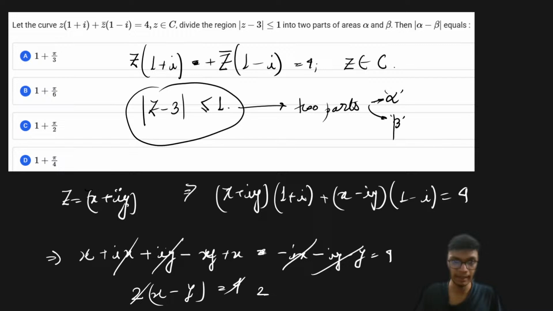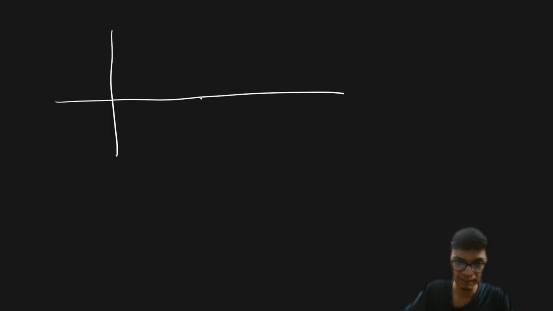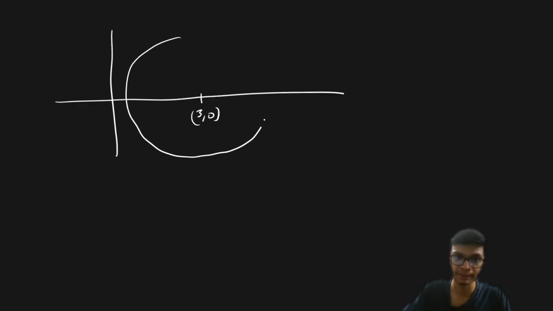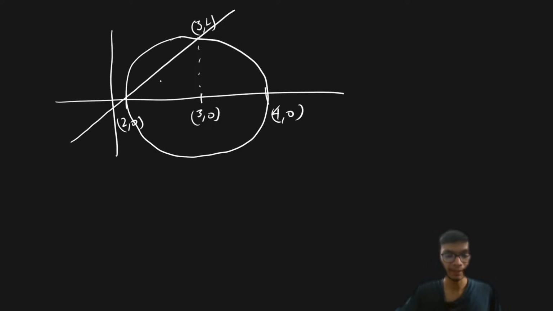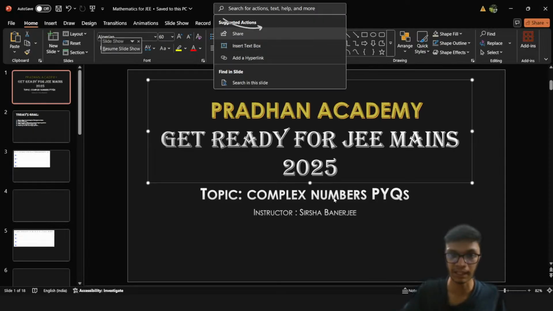That's a straight line, right? So the first equation is talking about a straight line and the second equation is a circle. So I can simply draw the circle with center 3, 0 and radius equal to 1, and it is talking about the interior region, right? This is going to be 2, 0 and this is going to be 4, 0, and the straight line is basically something like this, okay? It is passing through 3, 1 and 2, 0, right? So this is the first curve, right?